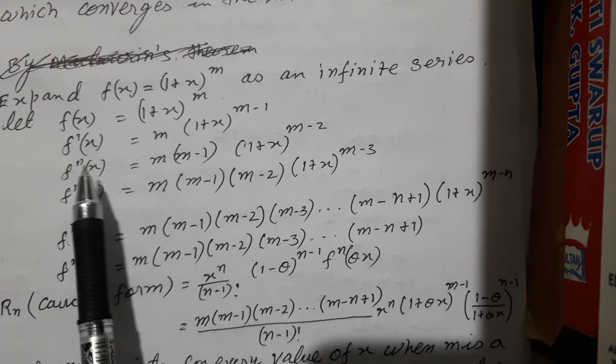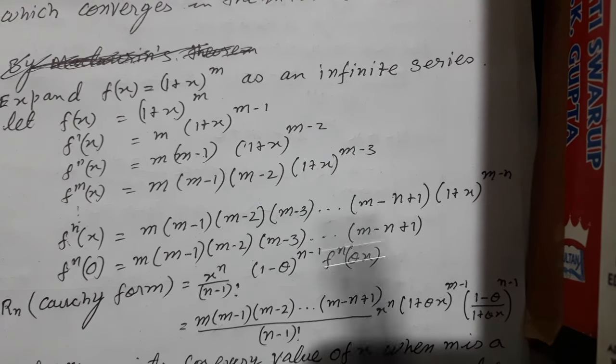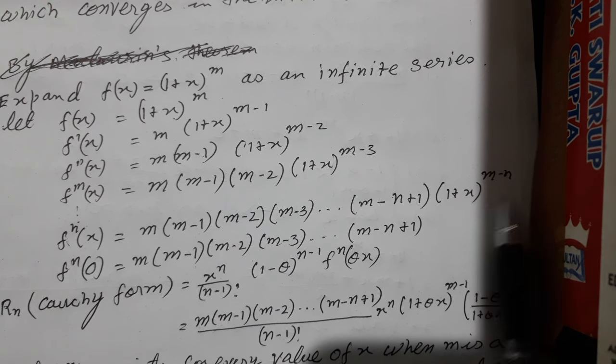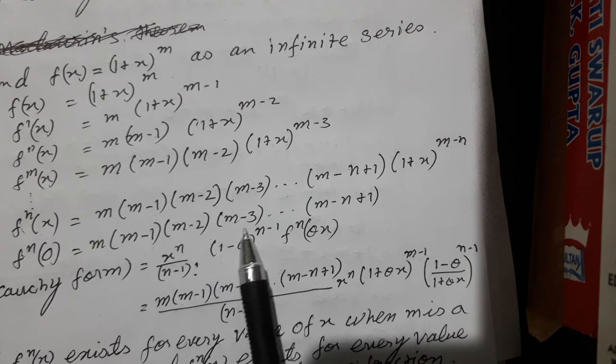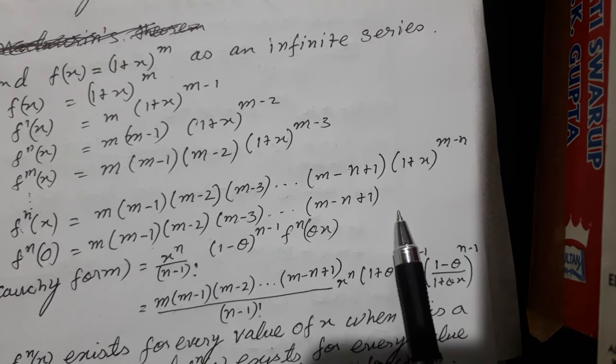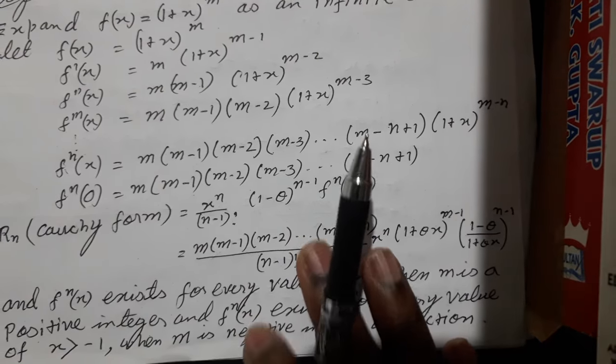In the same way, if it is 2, here we have 2. So if it is n, it will be m - n. So we get (1 + x)^(m-n). Now if I put here 0, we get m(m - 1)(m - 2) till (m - n + 1). So we'll try to write the remainder in Cauchy form.